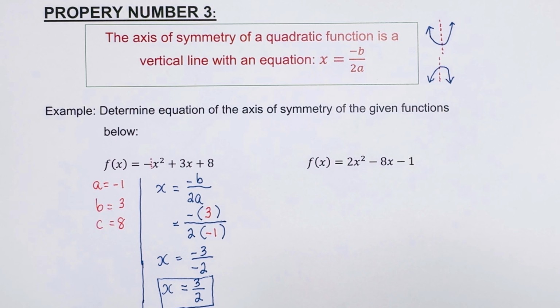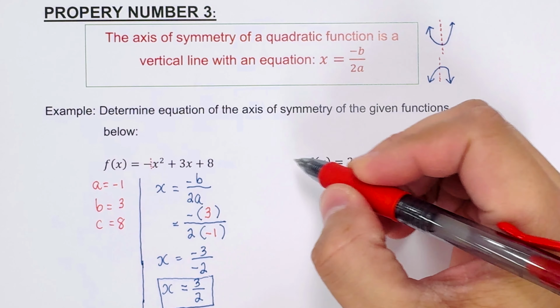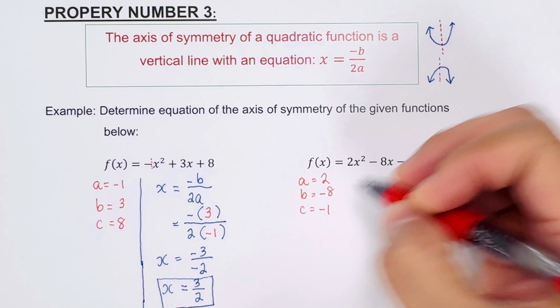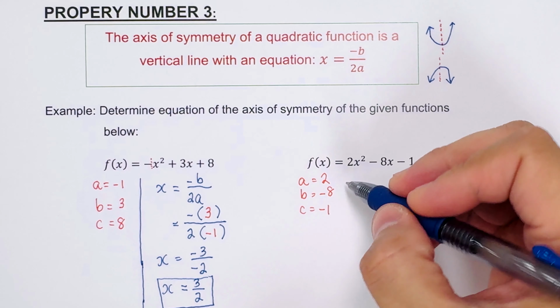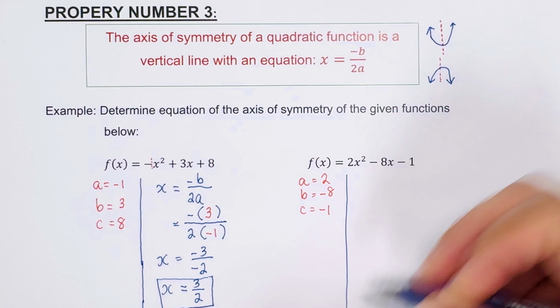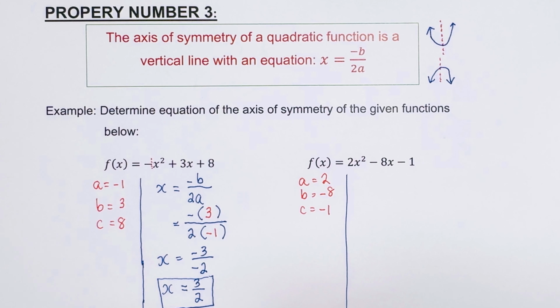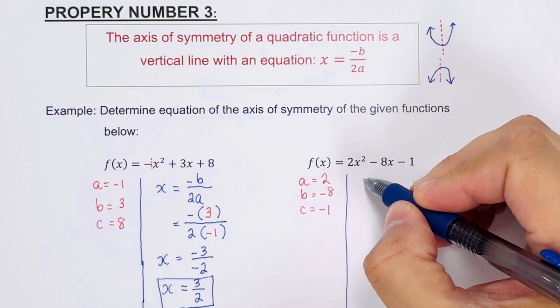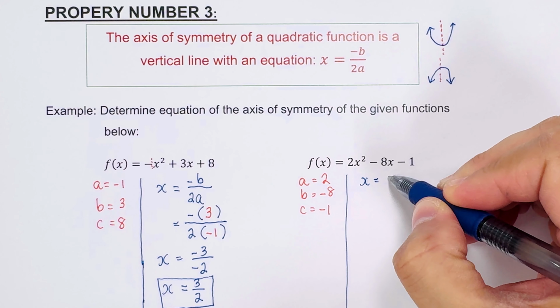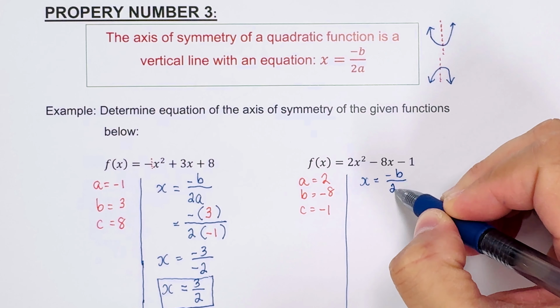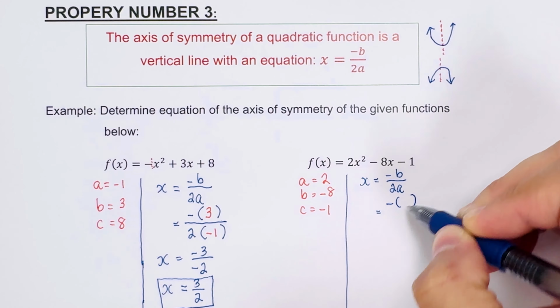Okay, so let's go over this example here. We're going to write down the a, b, and c first. We are going to solve for the equation of the axis of symmetry. Again, the axis of symmetry is this broken line here. It divides the graph into two pieces, left and right. So the equation is x equals -b over 2a. We plug it in.